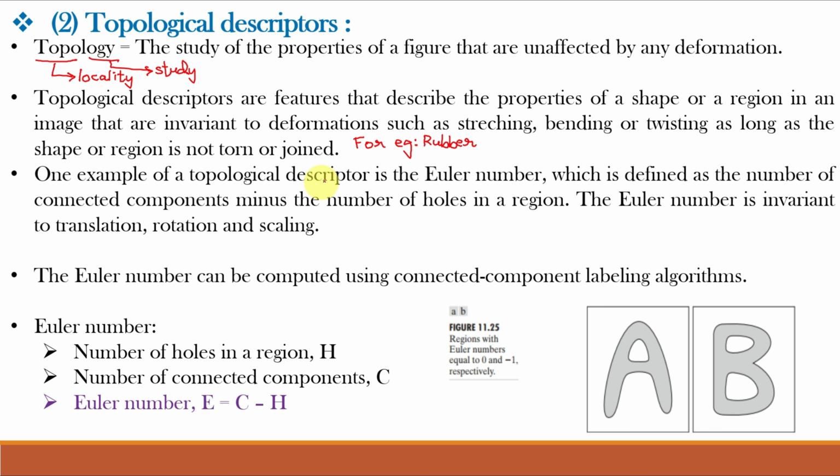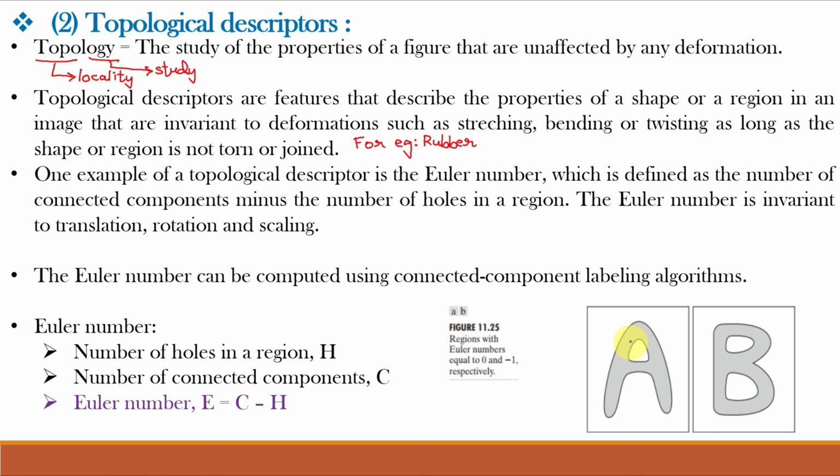So one example of topological descriptor is the Euler number, which is defined as the number of connected components minus the number of holes in the region. The Euler number is invariant to translation, rotation and scaling. The Euler number can be computed using connected component labeling algorithms. So Euler number E is equal to C minus H, where C is the number of connected components and H is the number of holes in the region.